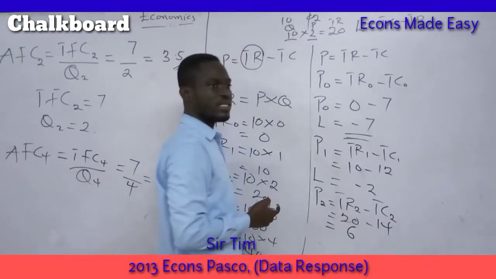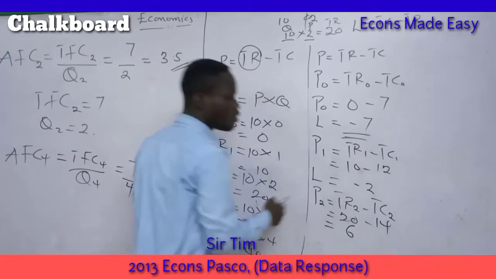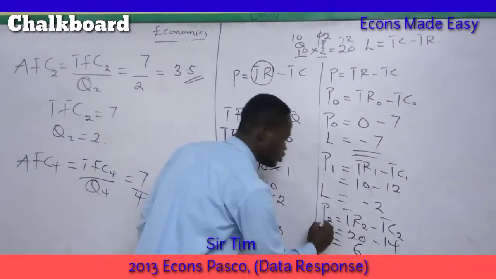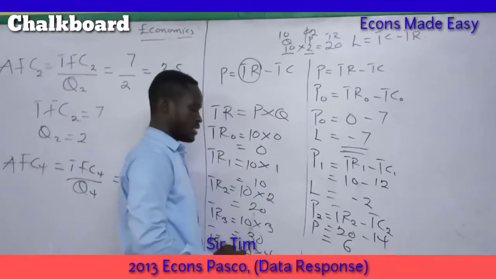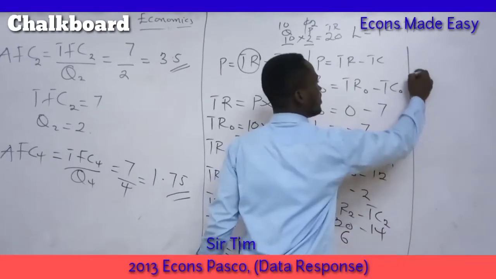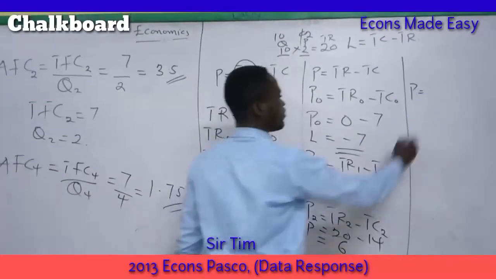Second one we had a negative answer which gave us loss. But the third one is giving us a positive answer which is giving us what? A profit. And so we are getting a profit of what? 6. Now let's go to profit of what? Output 3.